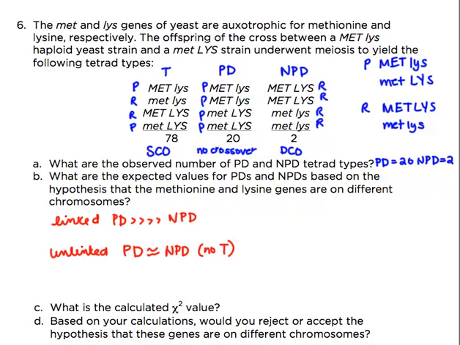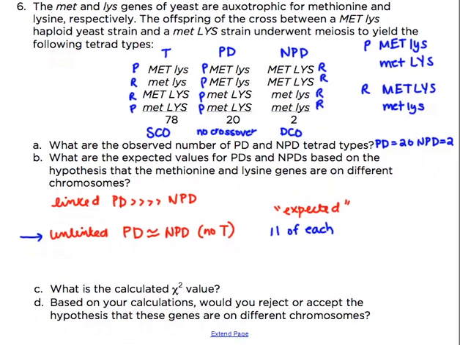So the hypothesis here is asking if they're unlinked, what numbers do we expect? Well, we're not looking at tetratypes now, so for total we have 22 total parental ditypes and non-parental ditypes. And if they're unlinked, we would expect to have an equal number of both, which means we're expecting 11 of each. You just divide that by 2. 22 divided by 2 is 11. So this is our hypothesis, and if we're going to use the chi-square value to determine if our hypothesis is correct or incorrect, these are going to be our expected numbers. Okay?